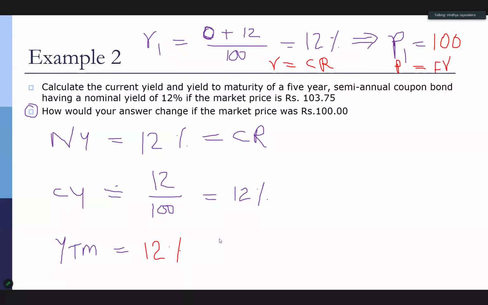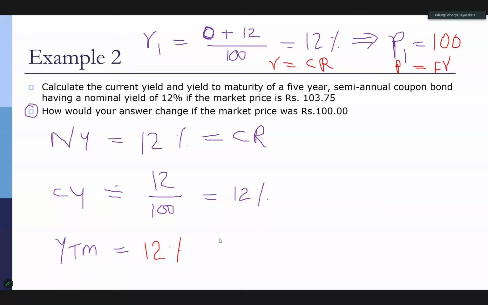Without calculations, as soon as you get that your guess 1 is 12%, we know that when your yield is equal to your coupon rate, remember, that was the first thing that we did in bond valuations, your price is equal to face value. So therefore, your price is equal to 100, which is what we want. Okay. So yield is 12%.